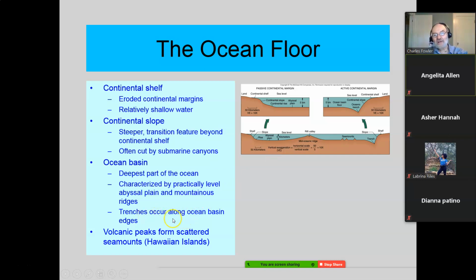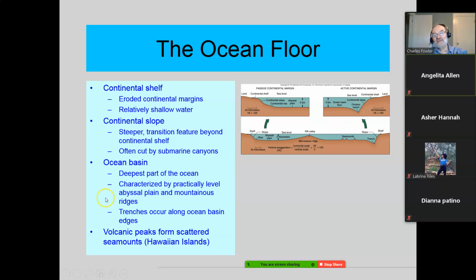Now, trenches occur along the ocean basin edges. Now, like I said, the east coast of the U.S. is mostly gradual continental shelf going down to continental slope, ultimately to the abyssal plain. On the west coast, both of the U.S. and in Europe and Africa and other places like that, that's where the oceanic crust is subducting under the continental shelf or crust, and this is where you run into trenches, really deep trenches.